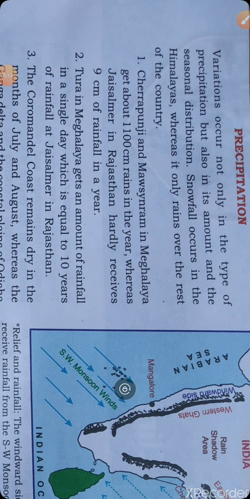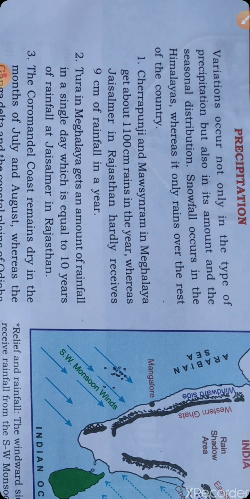Now let us see precipitation. What do you mean by precipitation? Precipitation means rainfall. How does rainfall occur? Variations occur not only in the type of precipitation but also in its amount and seasonal distribution. Snowfall occurs in the Himalayas, whereas it only rains over the rest of the country.